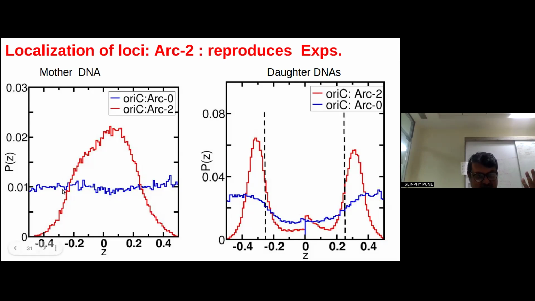This is called arc 0. Arc 0 corresponds to the ring polymer. The ORI can be anywhere along the length of the long axis. You don't see any localization, even when replication has taken place, except that one ring polymer has become two ring polymers. You see localization of the ORI, localization of the arc, only if the ring polymer adopts the arc 1, 2 or arc 2. I mean, these two small loops and one big loop.